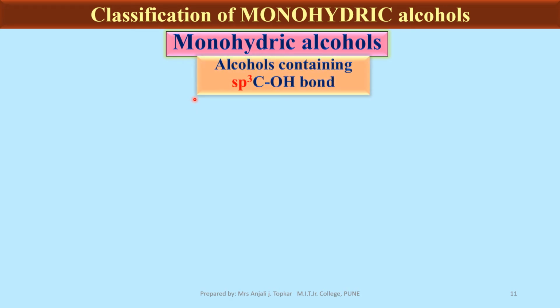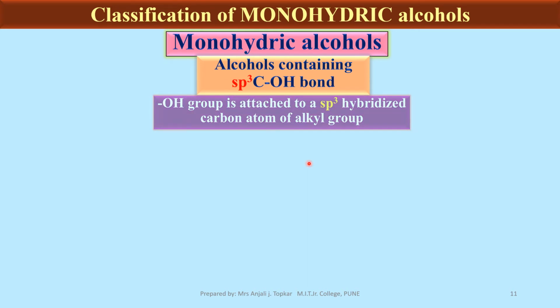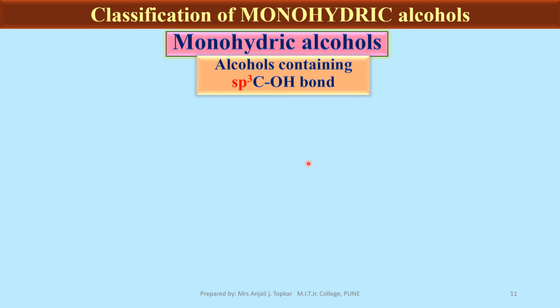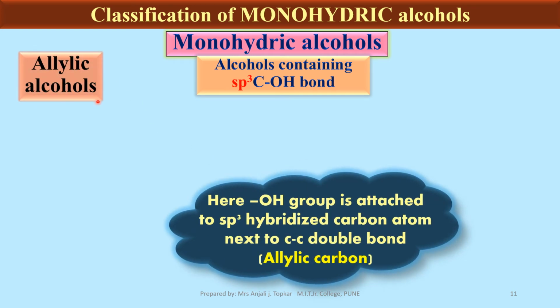Let's understand the monohydric alcohols containing sp3 hybridized carbon atom bonded to OH group. We are going to deal with allylic alcohols. So let's understand what are allylic alcohols. Here, OH group is attached to sp3 hybridized carbon atom next to carbon-carbon double bond, which is said to be allylic carbon.